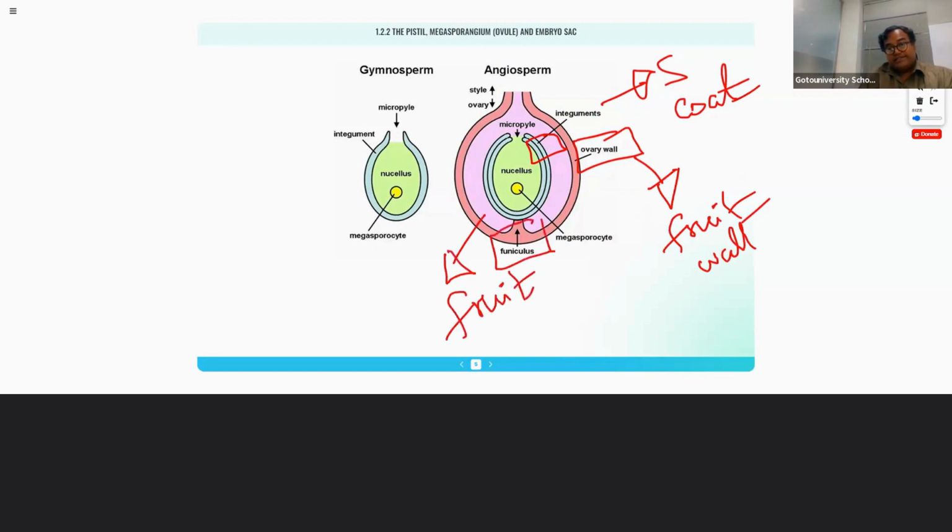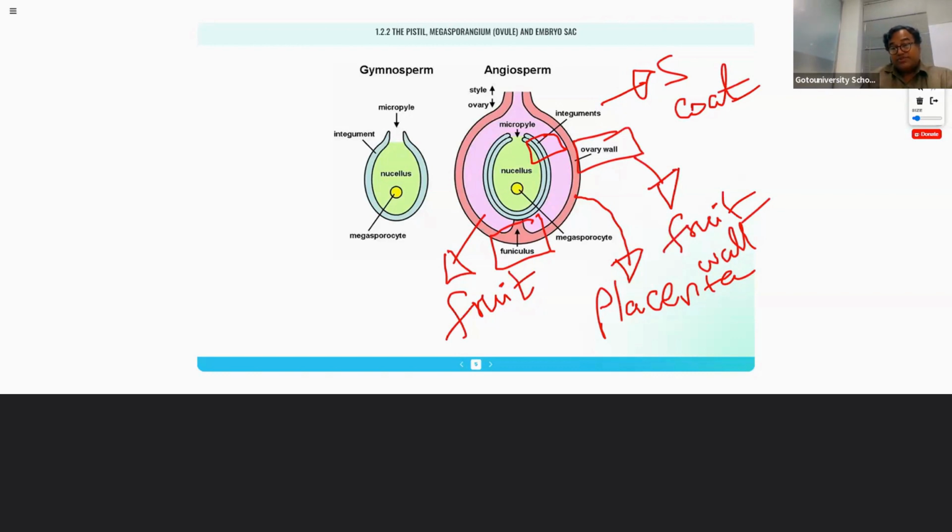What is this funicle? It's a stalk which connects the ovule along with the placenta. This is the placenta. Placenta is a word we use in human beings, animals, and plants also. This placenta is going to hold what? The ovule, with the help of the funicle.